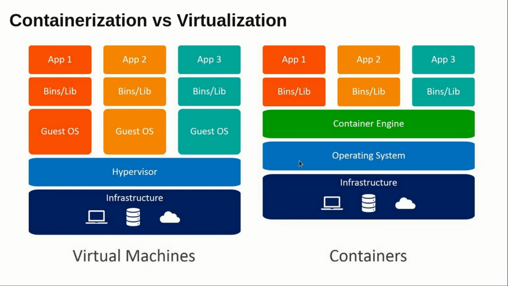Instead, there will be only one main operating system, and in this operating system there will be a container engine. This container engine will contain multiple applications, like application 1 with all its required binary data, application 2, application 3. So there is no need to install multiple operating systems if you can use multiple applications in one container engine.